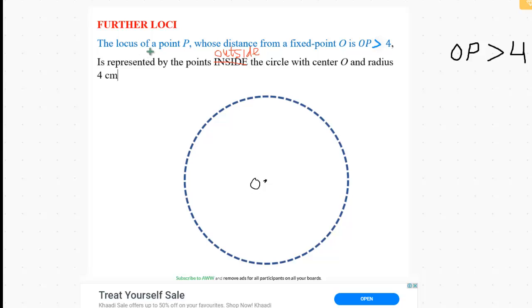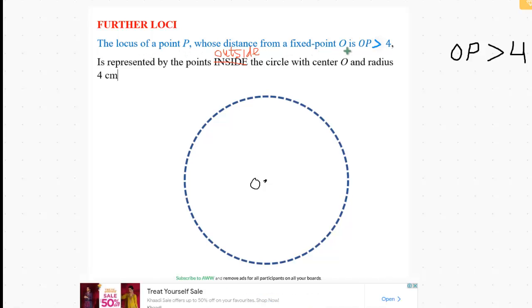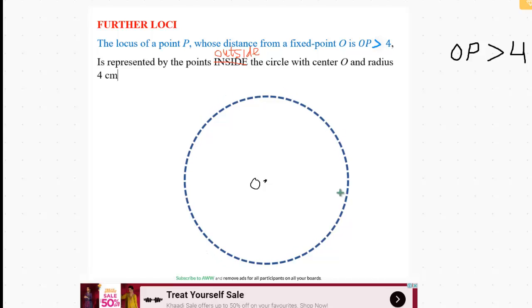Now in this last part, the locus of a point P whose distance from a fixed point O is OP greater than 4. If OP is equal to 4, the locus of the point P will be on the border of the circle, that is, on the circumference of the circle. But right now it is not the equal case, it is just greater than 4. So the point P will be moving outside of the circle. In this case, it will not even be on the border of the circle. As it is not moving on the circumference of the circle, the circumference is not part of the region. Therefore, the circumference is in dashed, dotted form.